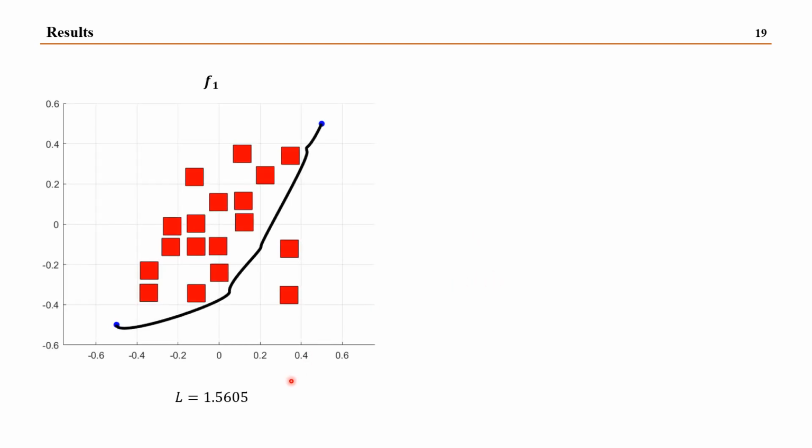So we used 2 fitness functions, the F1 fitness function, where F1 was shown in a previous slide, and this actually gave us this really smooth kind of curve that avoids the obstacles and has a length of 1.5605. Now that's the result that we had using the F1 and applying the particle swarm optimization using 4 splines.